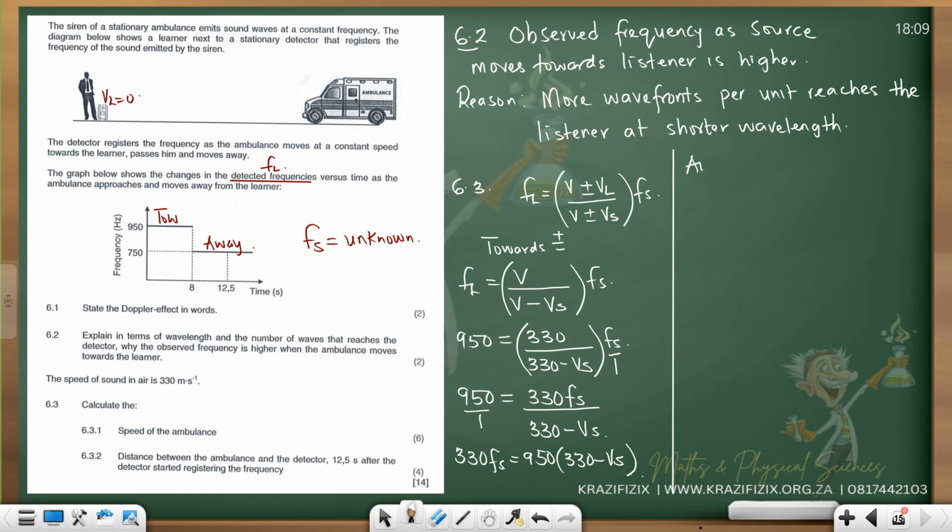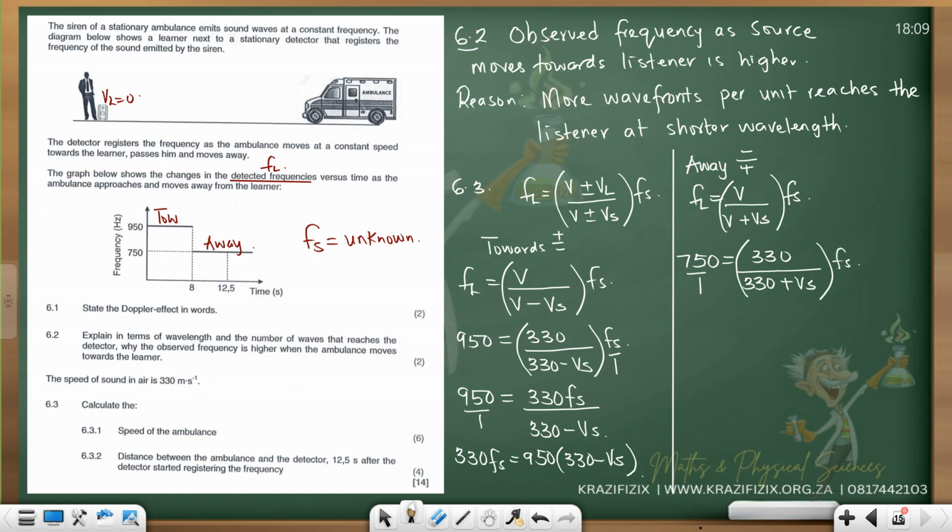Away. Remember, minus on top and plus at the bottom. What do we have? FL equals V. Remember, I am simply removing my VL because it makes no difference. You are allowed to do that. Minus on top, plus at the bottom, and I have my FS. What is the frequency of the listener away? 750. 330 over 330 plus VS, and FS is unknown.